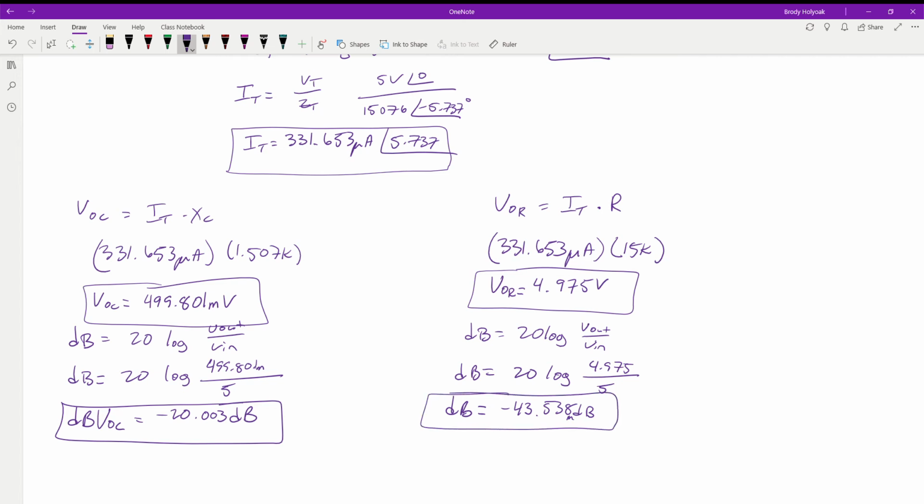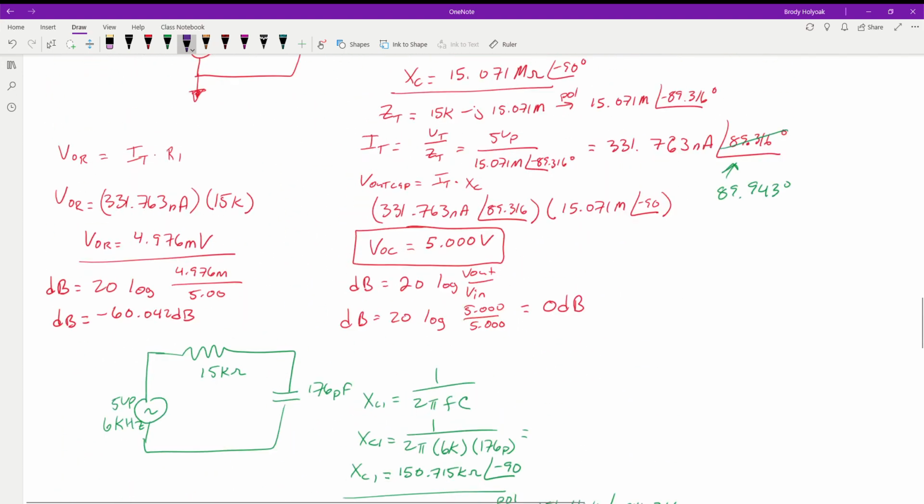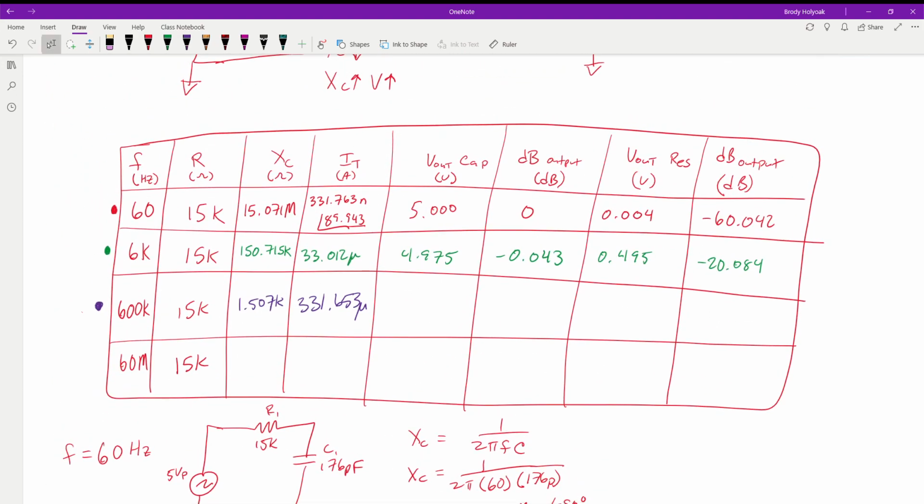Okay, so let's add these values back up to our chart. So the voltage out across our capacitor is going to be 0.500, because if we round the 4.998, that comes up to the 5. And the decibels for it was negative 20.003. The voltage out for the resistor was 4.975, and that gave us a negative 0.0444 decibels.